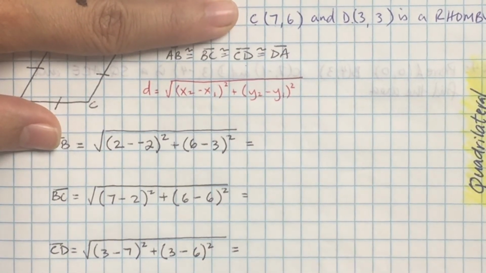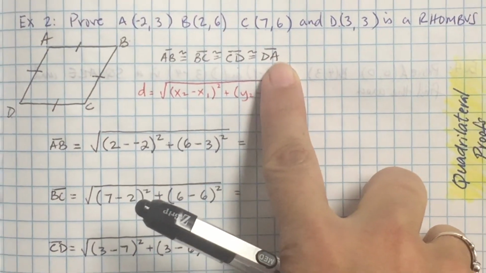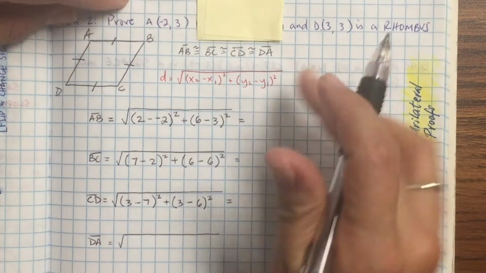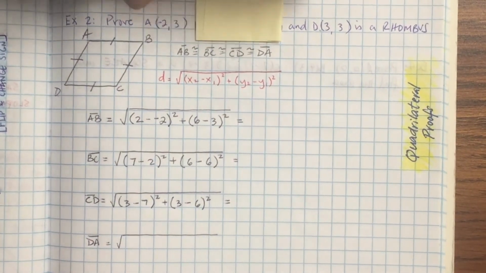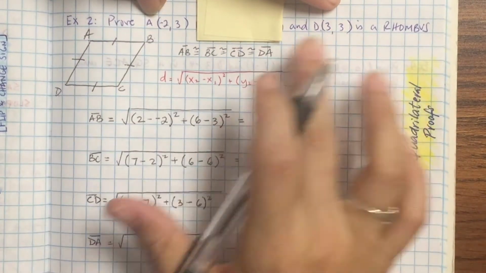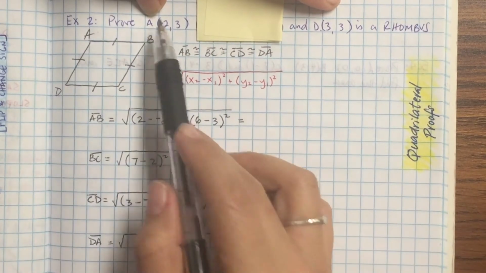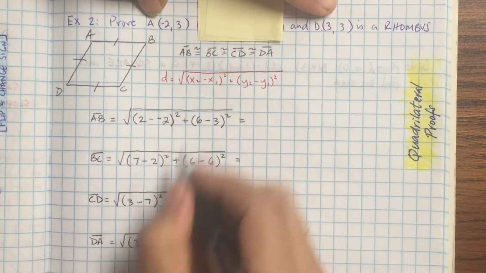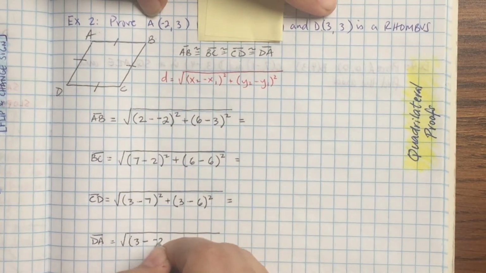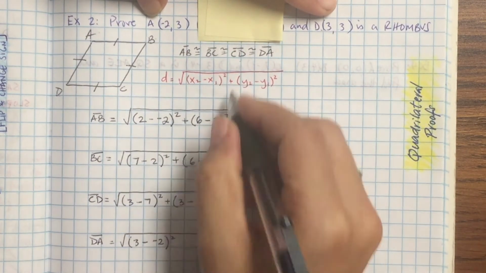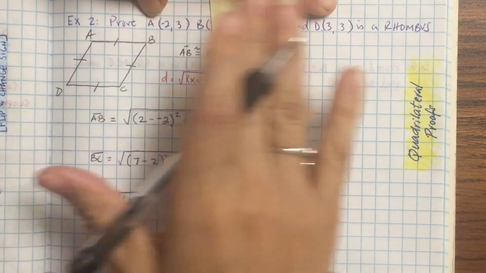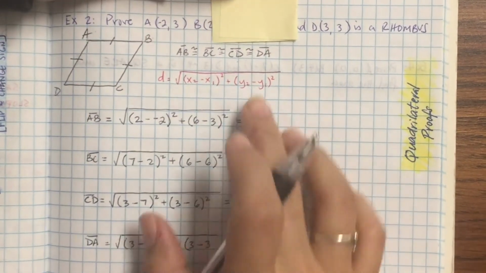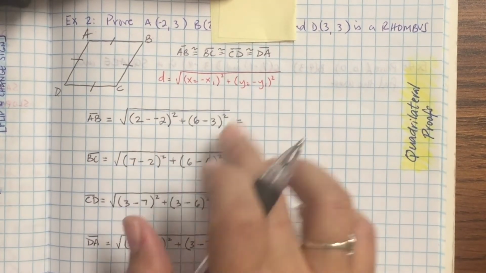This is a listening check. Color in this entire sentence with my fingers. AB is congruent to BC, CD, and DA. Last one, DA. Now, it doesn't matter which order you do, 1, 2 or 2, 1, because you can go AD or DA, it's the same distance. So we'll just go with D as the second one. 3 minus negative 2, close parentheses, squared, plus, open parentheses, y2, which is 3, minus y1, which is also 3, close parentheses, squared.